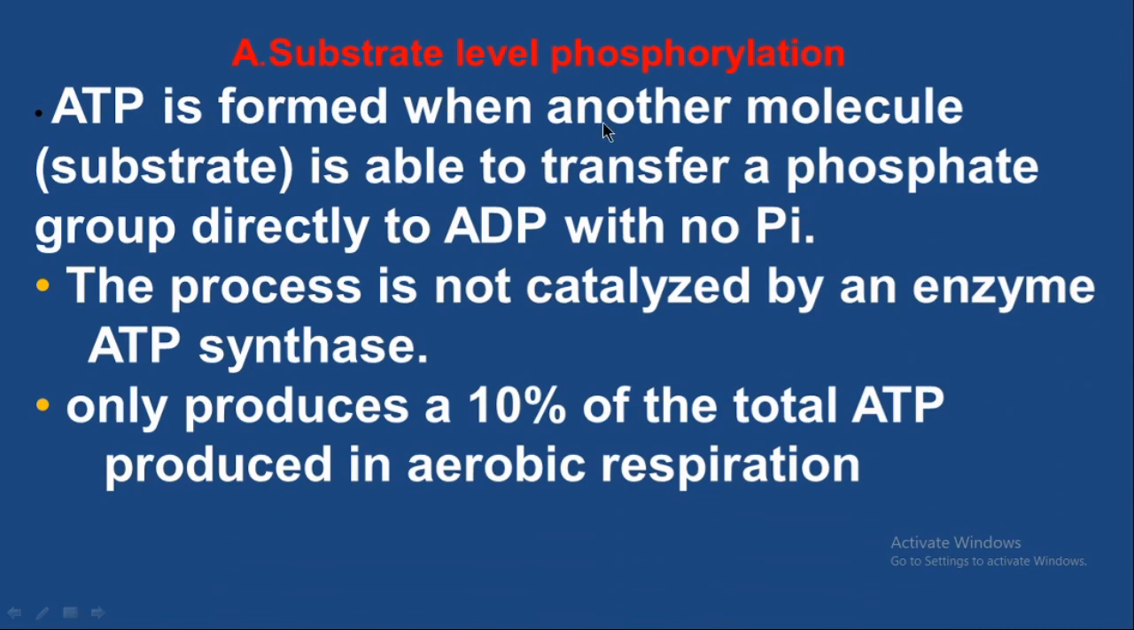ATP is formed when another molecule, that means the substrate, is able to transfer a phosphate group directly to ADP with a phosphate, Pi. The process is not catalyzed by the enzyme ATP synthase, but rather by another enzyme, and only around 10%, around 2 ATP molecules, is produced in aerobic respiration. So by substrate level phosphorylation, about 10% of the total ATP is produced.